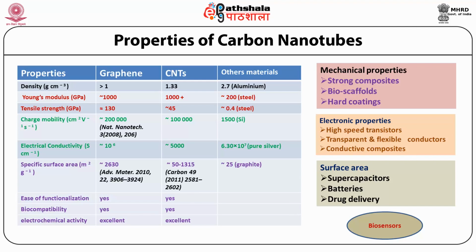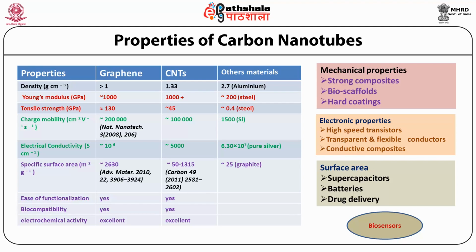Let us talk about the strength. The strength can be confirmed by the modulus. Here the Young modulus of CNT is more than 1000 gigapascal. However, in case of steel, it is around 200 gigapascal only. So with low density and high Young modulus, this is a very lightweight and strong material. Tensile strength is also 45 in case of CNT, whereas in case of steel it is only 0.4. So these are the parameters which make them lightweight and strong.